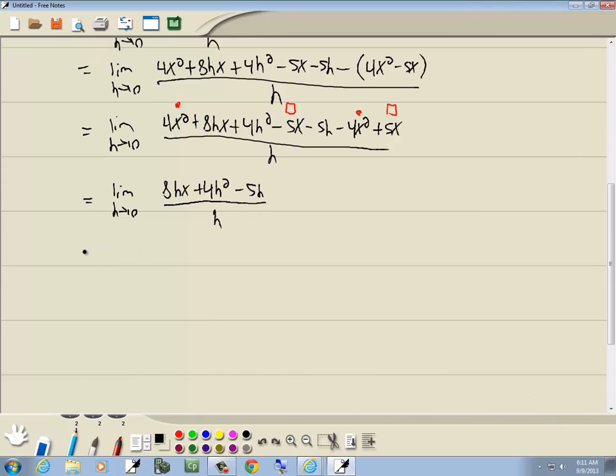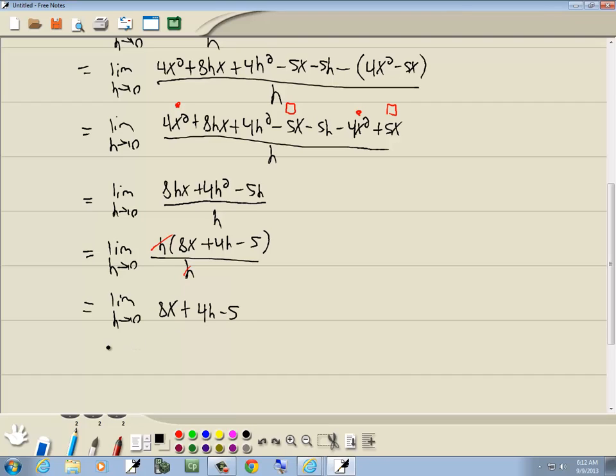Now the top part, they all have an h in common, so I can factor out an h. And that leaves us 8x plus 4h minus 5, all over h. Those h's are going to cancel. And so then we have the limit as h goes to 0 of 8x plus 4h minus 5. And now we're ready to plug 0 in for the h. So I got 8x plus 4 times 0 minus 5, which gives us 8x minus 5 for our derivative. Excuse me.